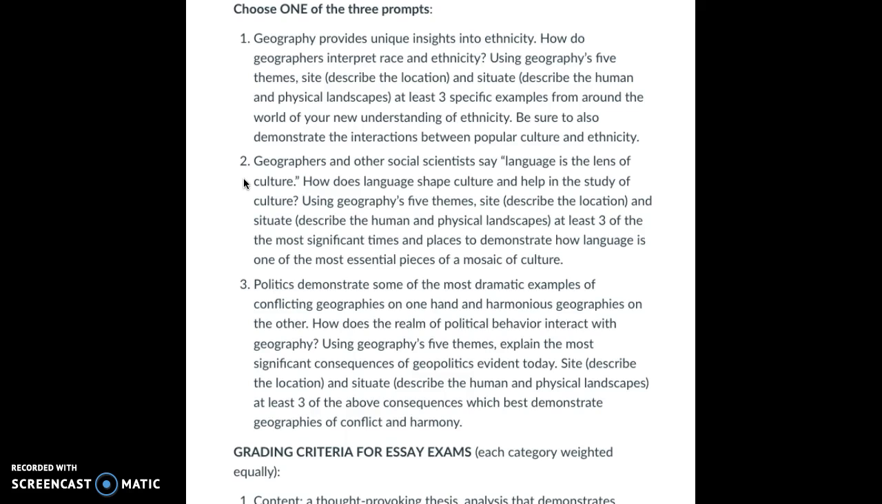In number 1, it's specific examples from around the world of your new understanding of ethnicity. Number 2, it's at least 3 of the most significant times and places to demonstrate how language is one of the most essential pieces of the mosaic of culture. Or number 3, at least 3 of the above consequences which best demonstrate geographies of conflict and harmony. So this is another guideline, or a way of helping you to structure your paper, and so keep that in mind.